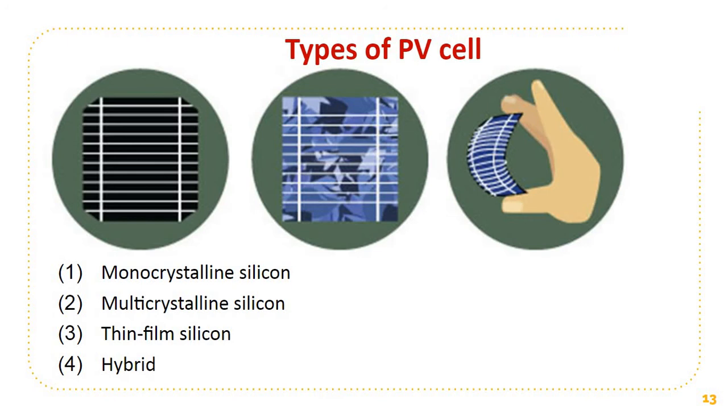Now, various types of PV cell. First one is the monocrystalline silicon. Second is the multicrystalline silicon. Third is the thin film silicon. And the fourth is the hybrid one.